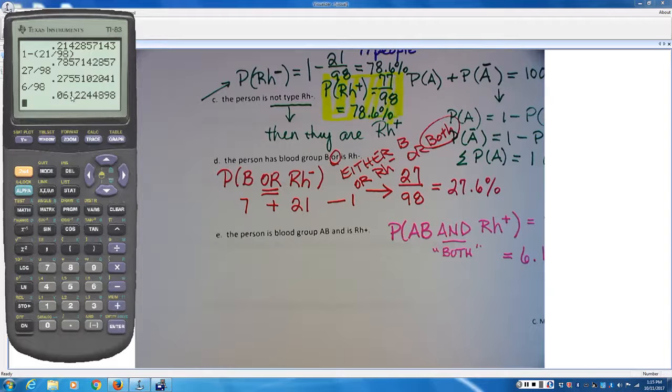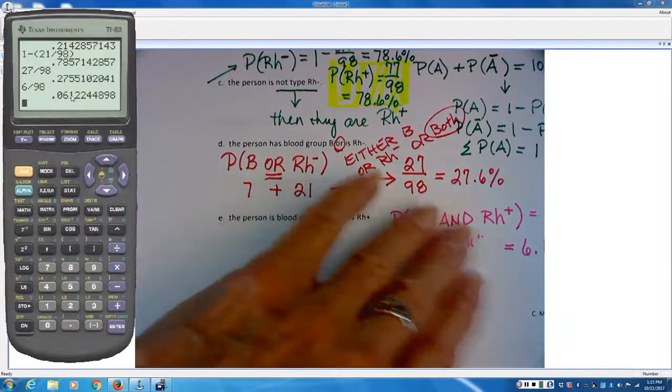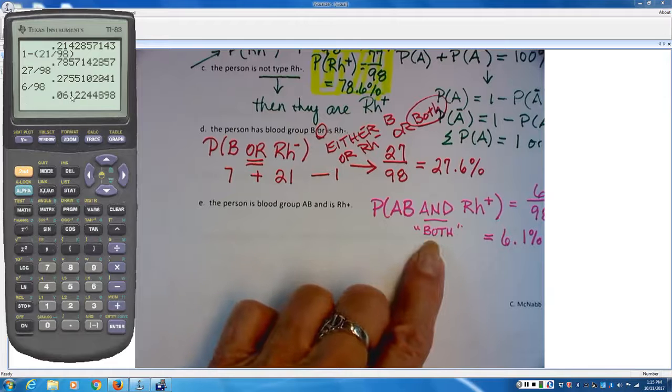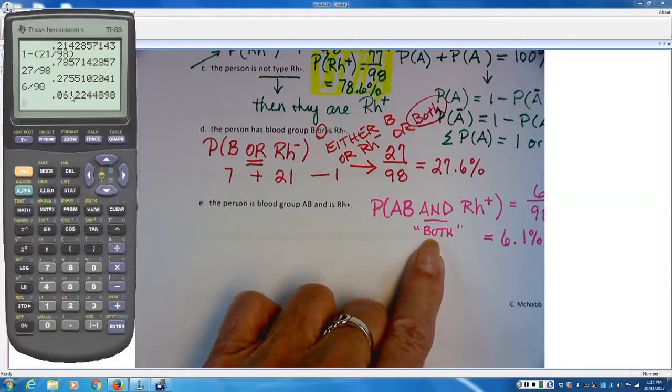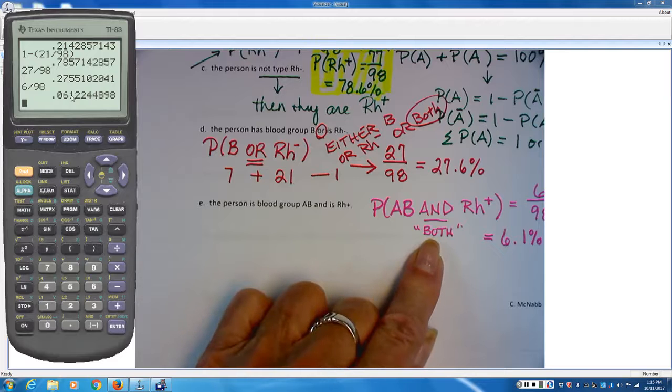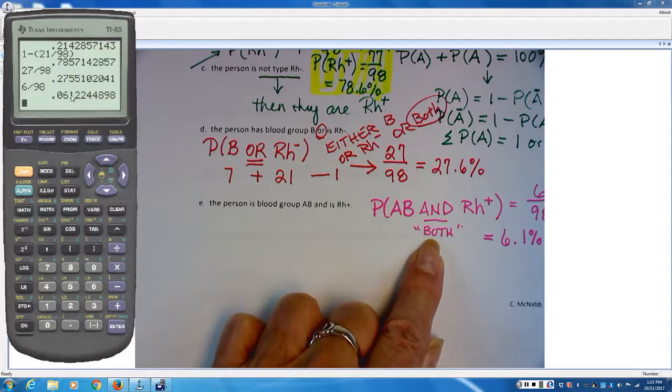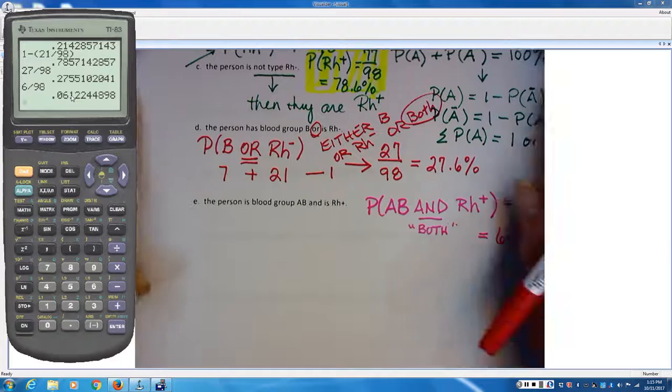So always think of or means either this one, or maybe both of them, and the both of them is what you have to take out, because you don't get to count them twice. But when we use the word and, that means they absolutely have both. This is why I told you you're going to have to read really carefully on the next test, because with probability, you have to pay attention to the words. The words are very important. They have specific meanings.